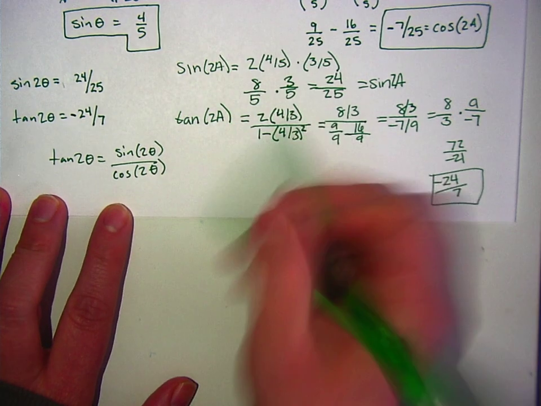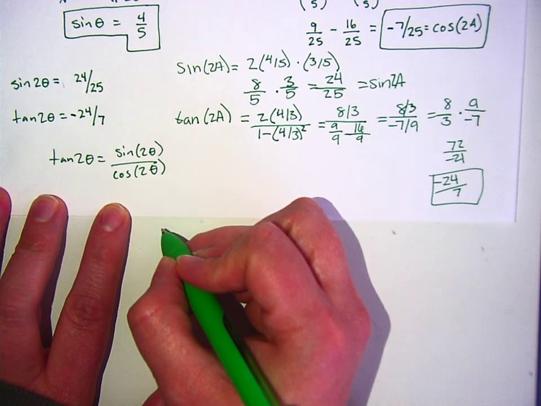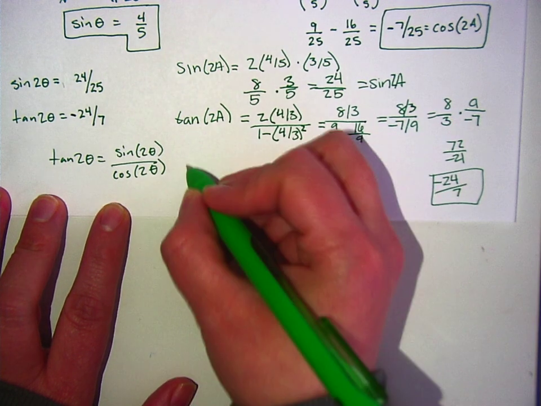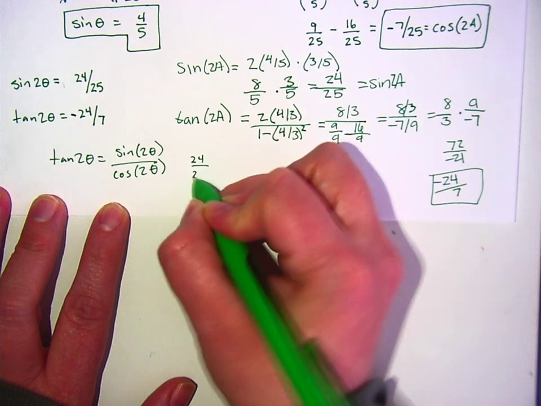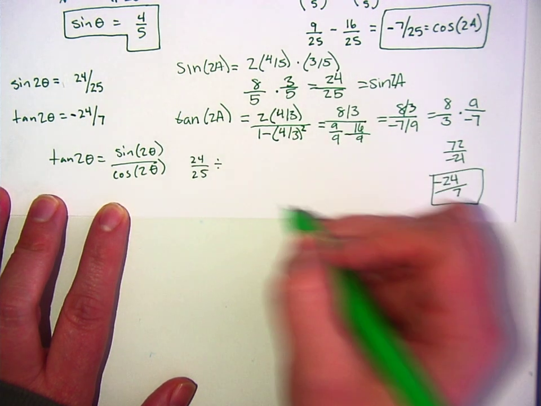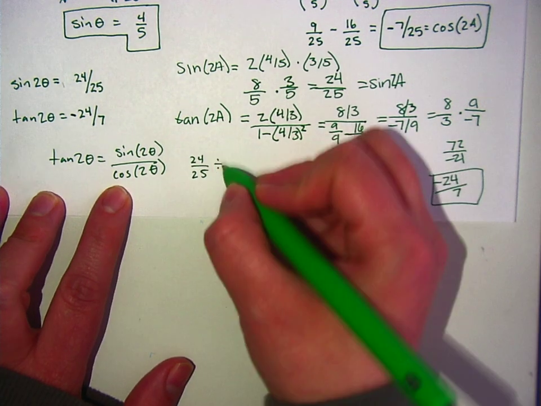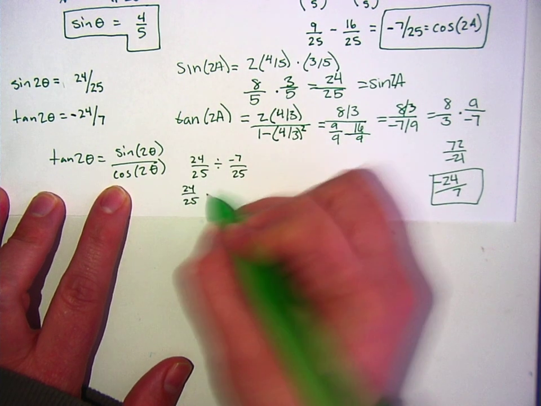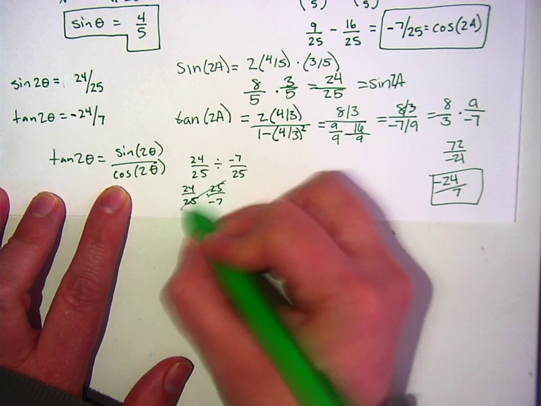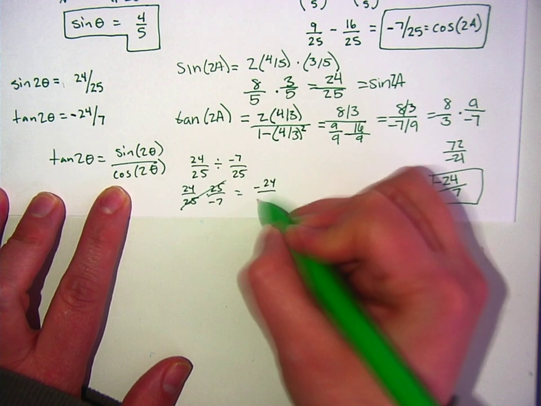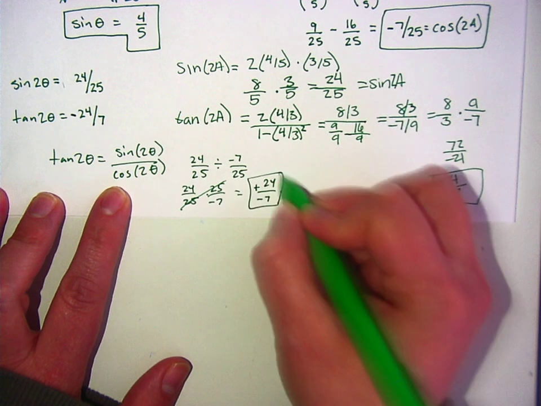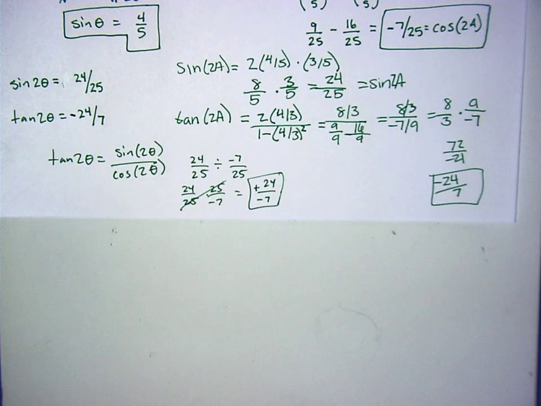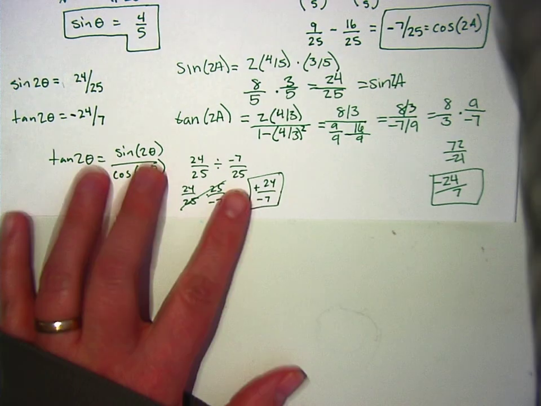So since we know that the sine of 2 theta was, what did you guys get for that? 24 out of 25, right? If I take 24 out of 25 and I divide by cosine of 2 theta, which was negative 7 over 25, you can get negative 24 over, or positive 24 over negative 7. So you could just divide those two once you have them. Everybody okay with that? Cool. All right, we're going to do one more example and we'll be done.